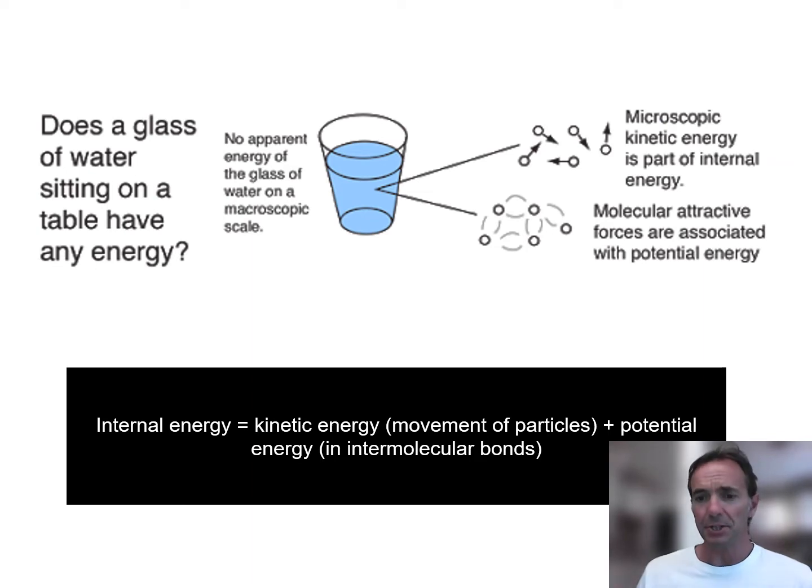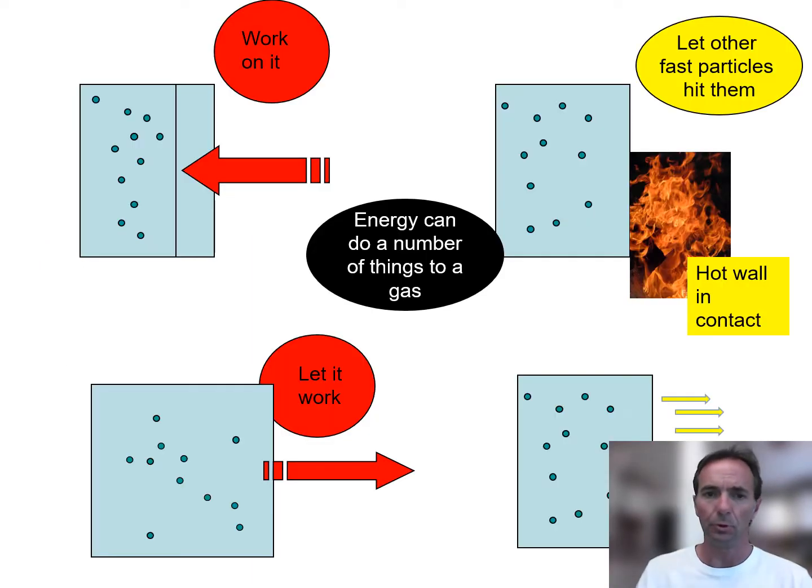So, internal energy is a combination of these 2 factors. Kinetic energy, which is effectively the energy bound up in the movement of particles, and then potential energy, which is the bonding between particles. So if I've got a glass of water here, then I've got 2 things. I've got all the particles that are all jiggling around, and then there's going to be molecular attractive forces between them. So that's the 2 things that make up the internal energy of any particular substance. It doesn't have to be liquid, it could be solid, or gas.